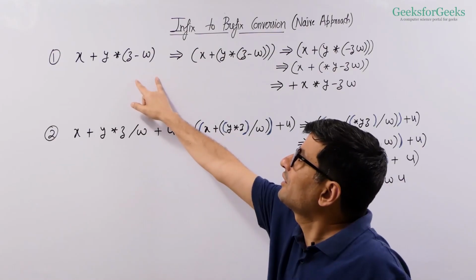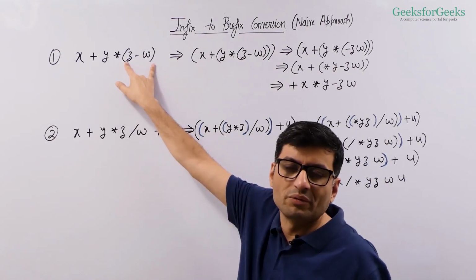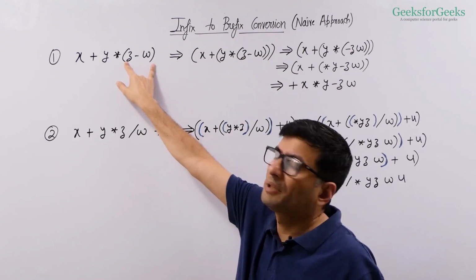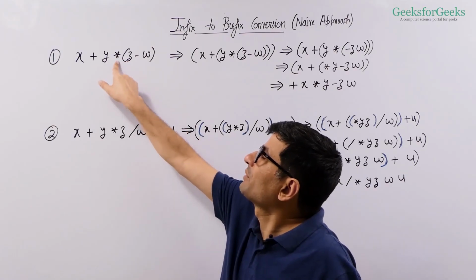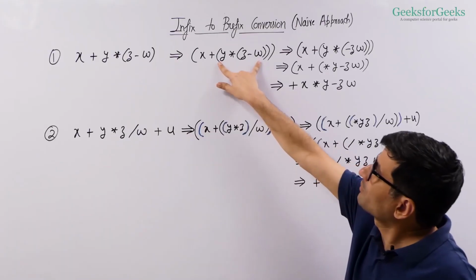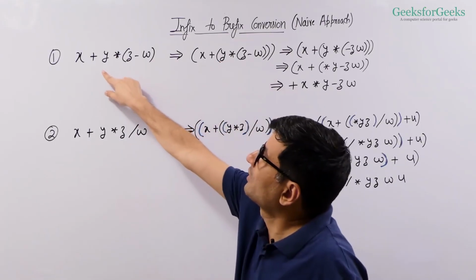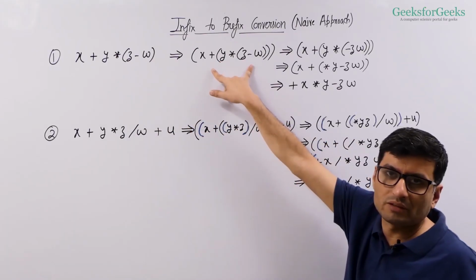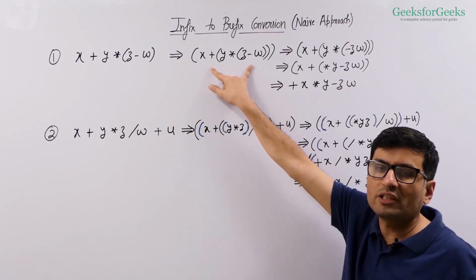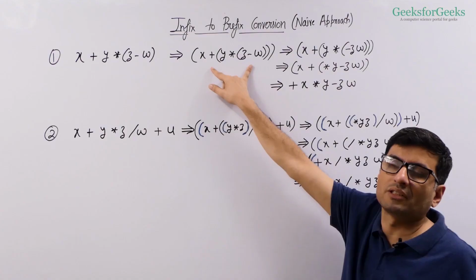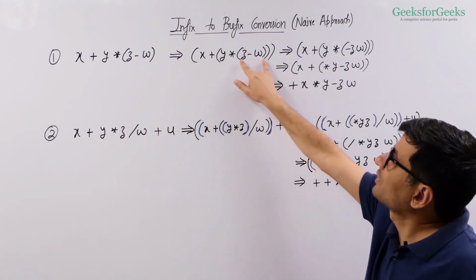To parenthesize it, we follow the given parentheses, then we follow the precedence and associativity rules. So among these two, this is higher precedence. So we are going to parenthesize this part first, and then we are going to parenthesize the plus. So we get this expression. Once we get this expression, we are going to start converting from the innermost parenthesis. So the innermost parentheses are these.